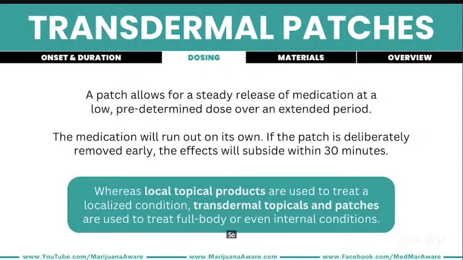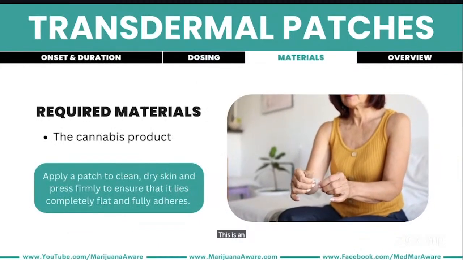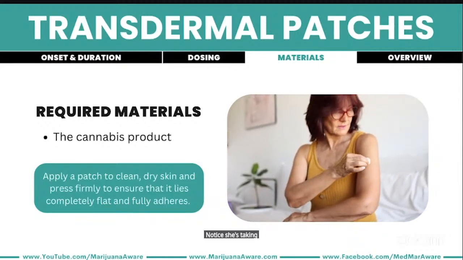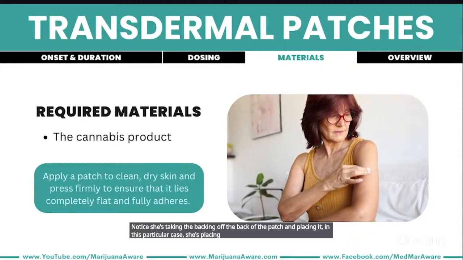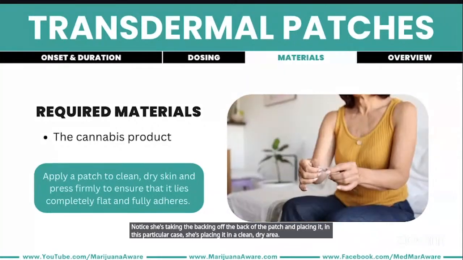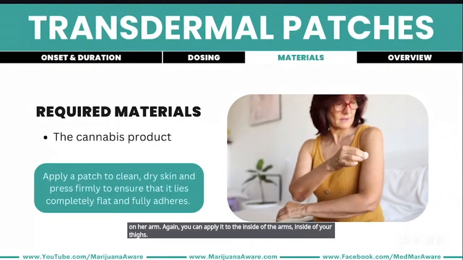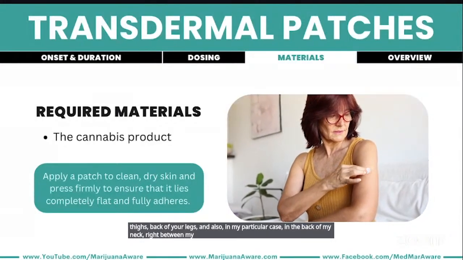So local topical products are used to treat localized conditions. Transdermal products are used to treat the full body and also to treat any internal injuries that are there. This is an example of how a transdermal product is used. Notice she's taking the backing off the patch and placing it, in this particular case, in a clean, dry area on her arm. Again, you can apply it to the inside of the arms, inside of your thighs, back of your legs, and also, in my particular case, the back of my neck, right between my shoulder blades. Very safe and easy to use.